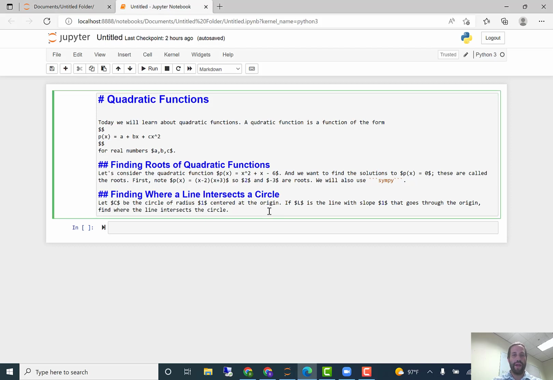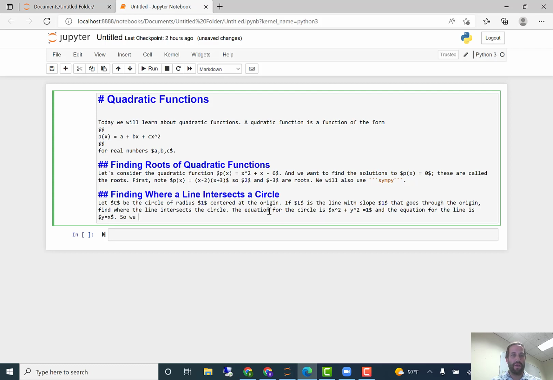So the equation for the circle is x squared plus y squared equals 1, and the equation for the line is y is equal to x. So we want to solve this system of equations. Now this is a nonlinear system. x squared plus y squared equals 1. That's not a linear equation.